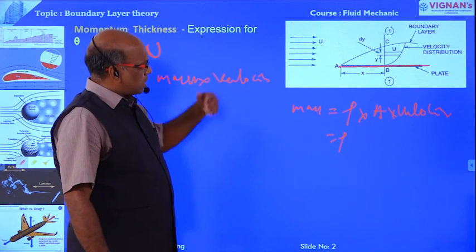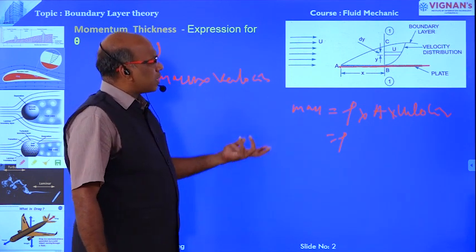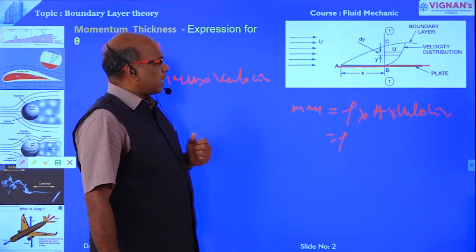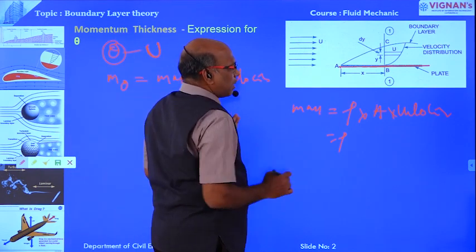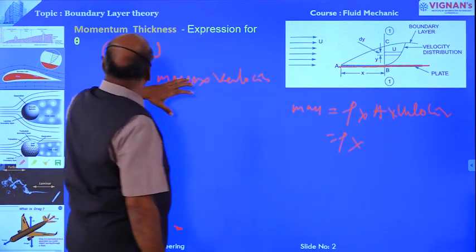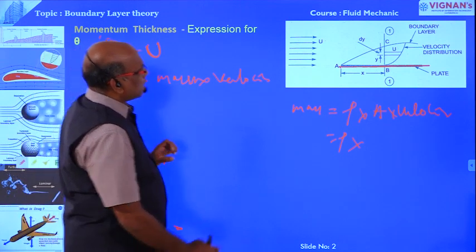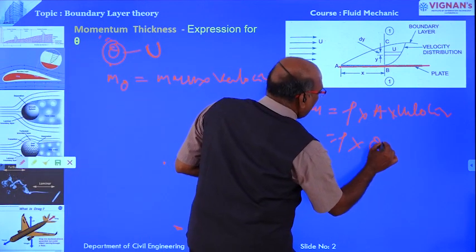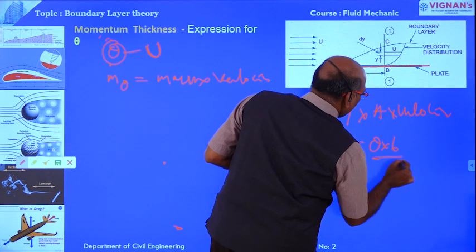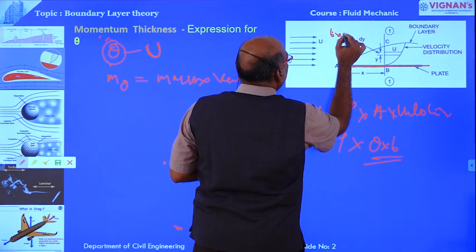The mass density of the fluid is common. For standard liquid it is 1000 kg per meter cube; for any other liquid, that density into the specific gravity of that liquid. Mass density is common. Next, area. We are going to determine the momentum at a distance theta, so the area is theta into b, the width. In the earlier case we took area equal to b into dy.